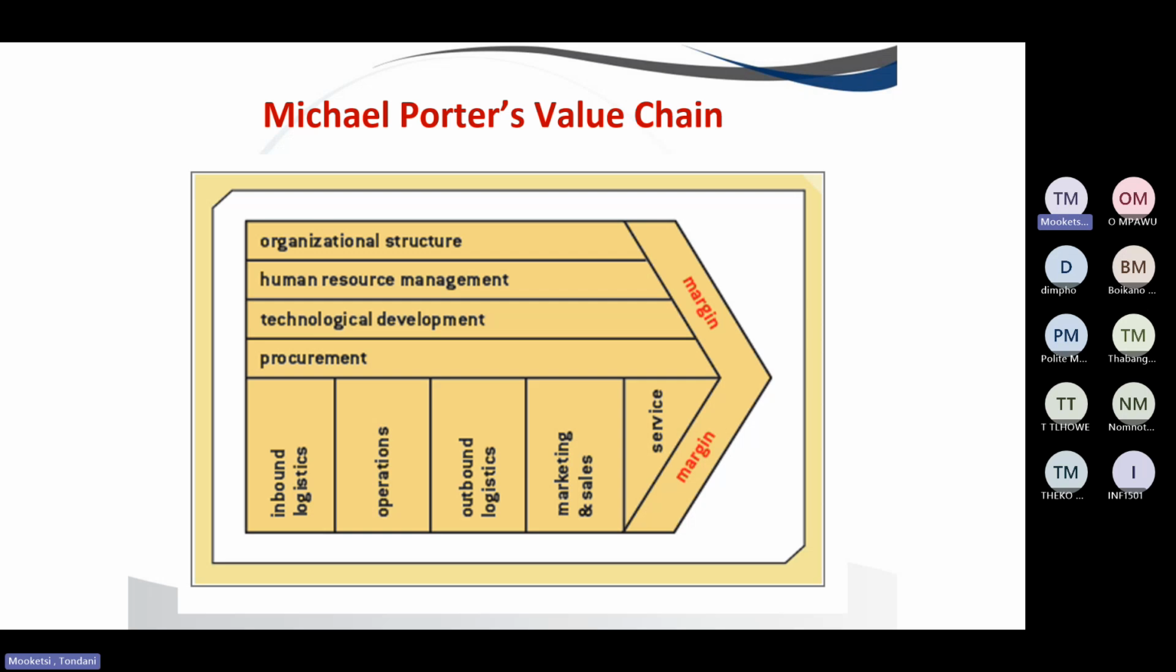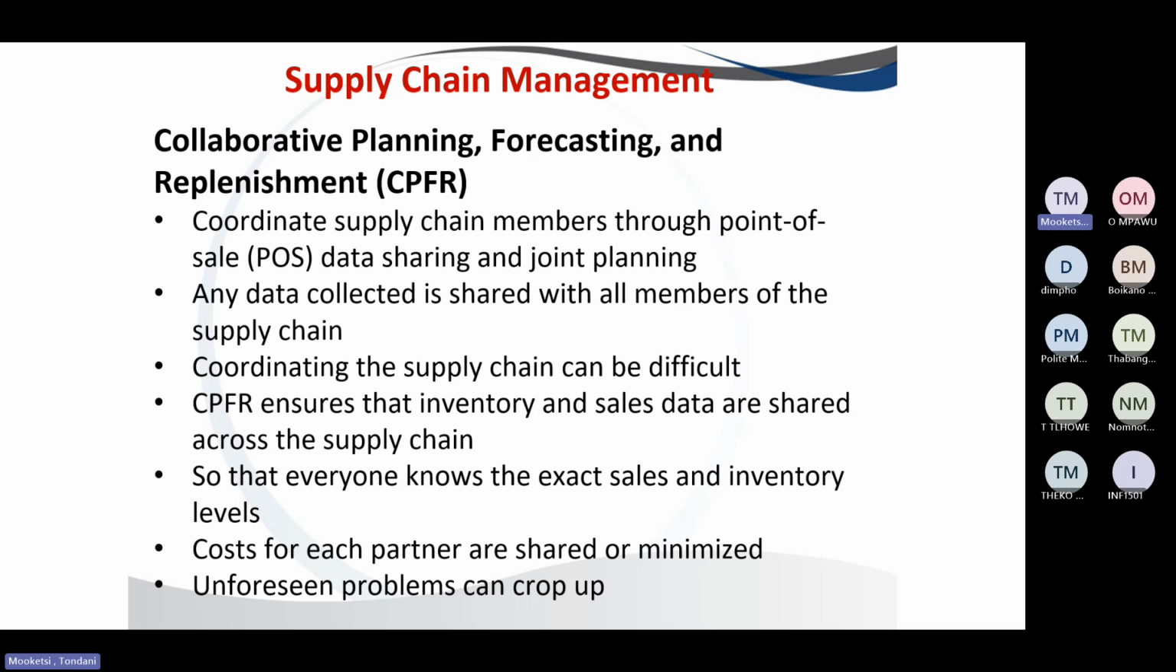The primary activities of inbound logistics, operations, outbound logistics, marketing and sales, those are all primary activities which are important for the organization to generate money and to create profit. But for that to happen, there need to be the support activities: organizational structure, human resource management, technology, and procurement. We've discussed this already, so I won't go into detail, but those supporting activities are important to support the core business of the organization. So that is important when it comes to supply chain management. You need to understand Porter's value chain.